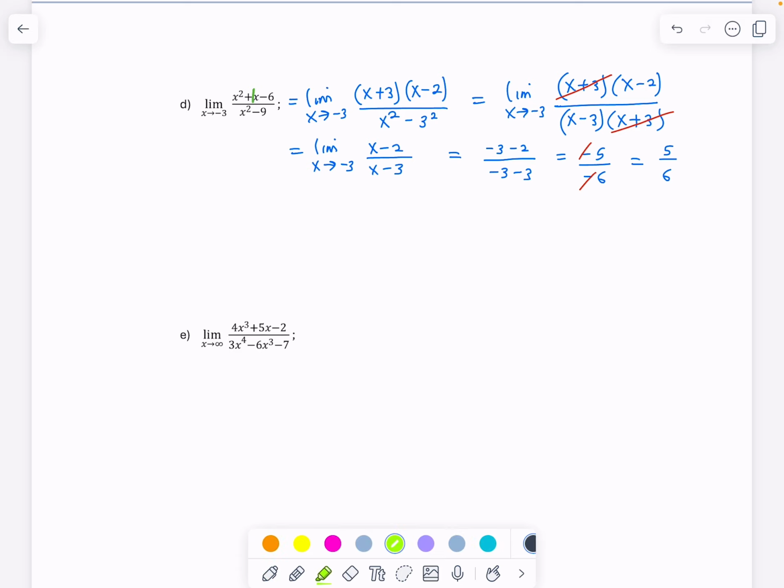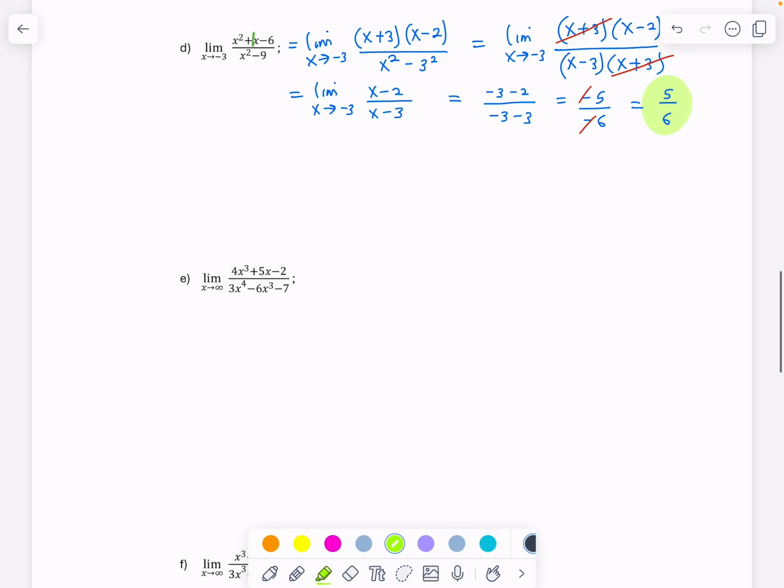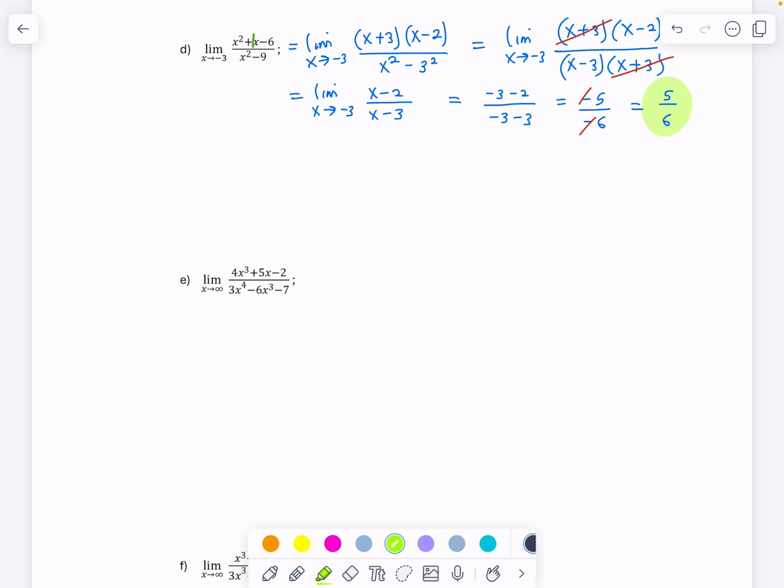So I hope this helps. Now let's look at this other one, the limit of that complex looking expression, this one here, as x approaches infinity.